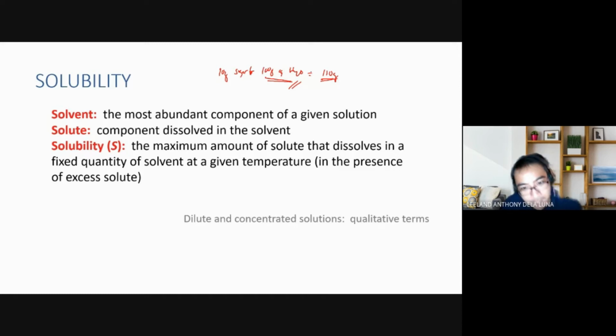So, basically, class, ang solvent yung ginagamit pang tunaw. It's the most abundant component in a given solution. What about solute, class? It's a component being dissolved in a solvent, obviously. And then solubility, class, simply refers to the maximum amount of solute that dissolves in a fixed quantity of solvent at a given temperature. Now, normally, class, yung temperature na yun would be 25 degrees Celsius, pero it depends. It depends kung anong temperature ang kailangan gamitin. But again, kung hindi sinabi, standard would be 25 degrees Celsius here in the Philippines.